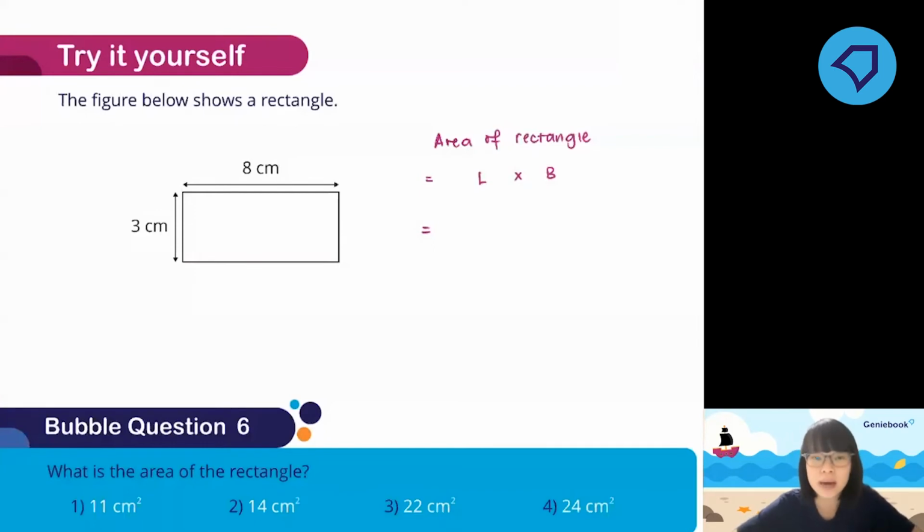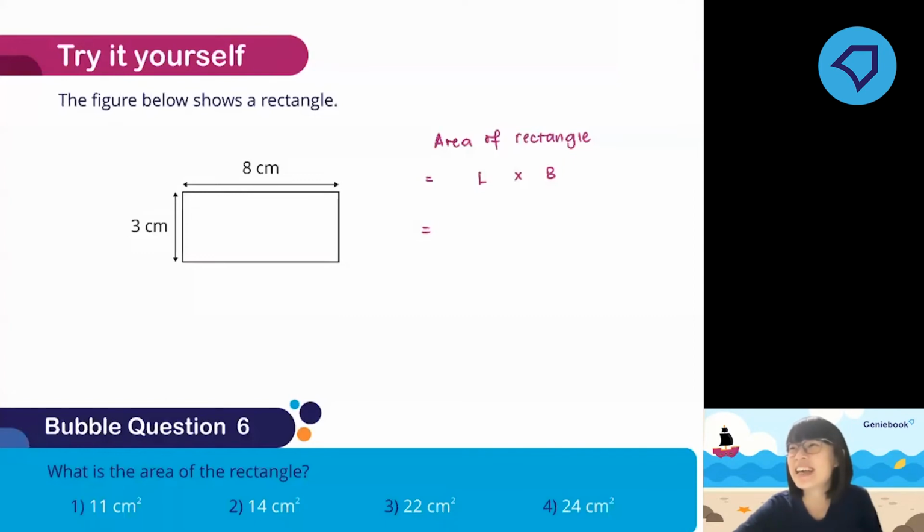Length multiplied by breadth. Okay, so how many 1 cm squares can I fit into this rectangle? Across the length is 8 cm. So how many 1 cm squares can I fit across? And how many 1 cm squares can I fit across the breadth? And then I'm going to multiply it. Is it easier? A lot of you got the correct answer already.